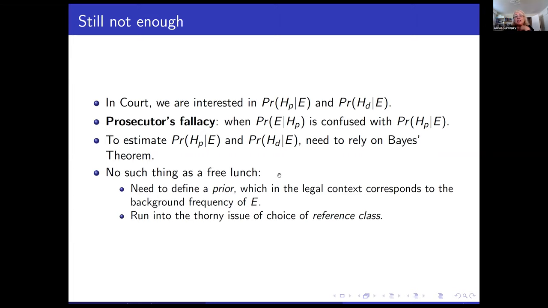I need to know the probability of observing a given range of chemical compositions in a fragment of glass in the background population, or the reference population, before I can apply Bayes' rule. And again, we run into this thorny issue of the choice of a reference glass, which is really a very difficult problem. So that's where I'm going to leave the first part.